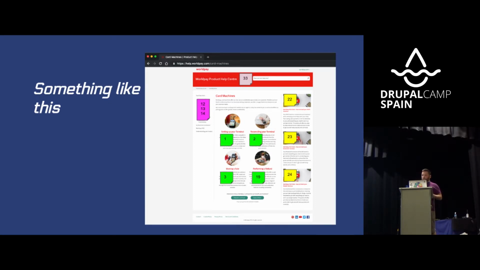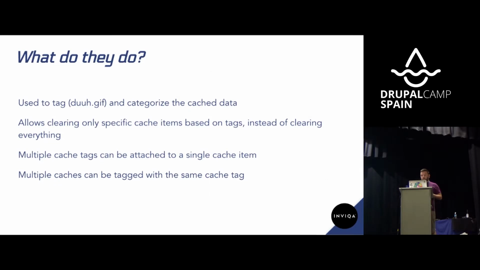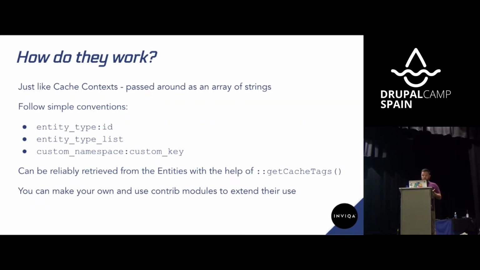You can have multiple cache tags on a single item, or you can have multiple items with the same cache tag. So how do they work? Similar to the cache context, it's just an array of strings, but this time there's not even a service to use with it. It's literally just a string that you use to label something.